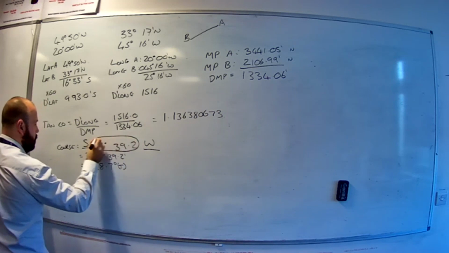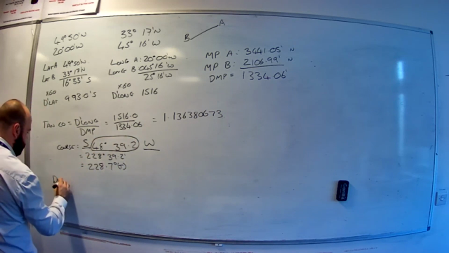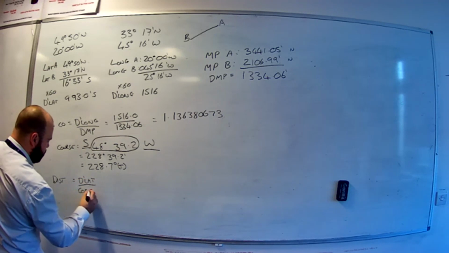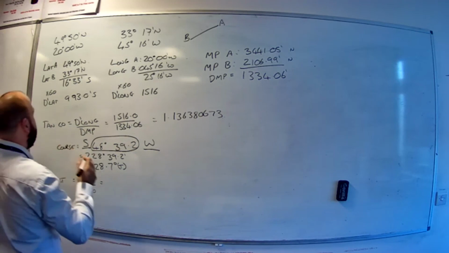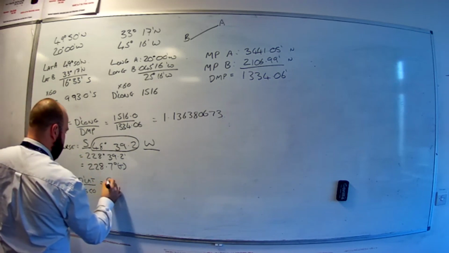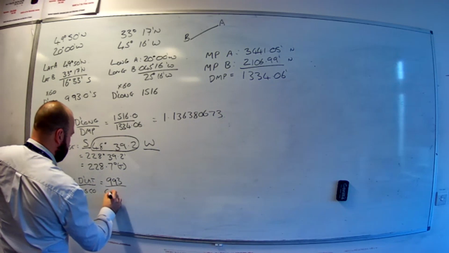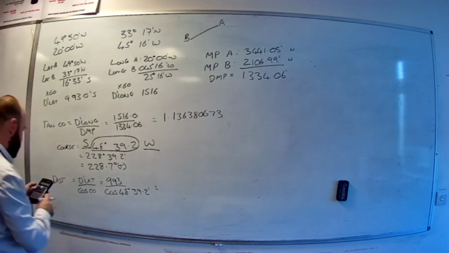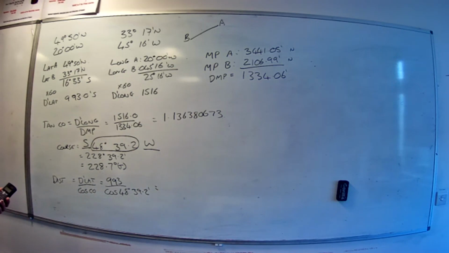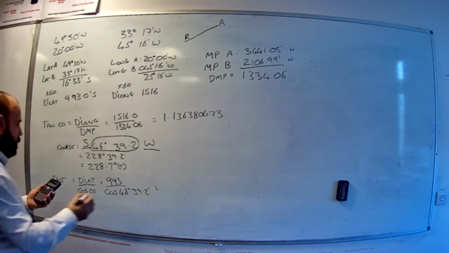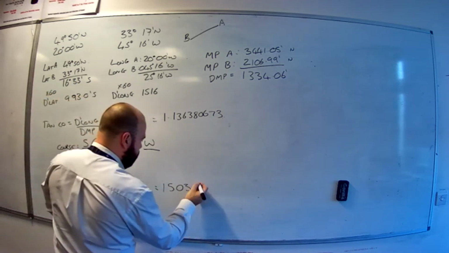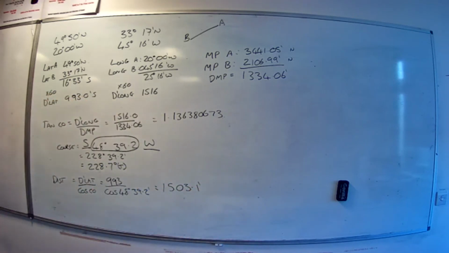Keep the quadrantal value for doing the distance, so distance equals D lat divided by cos course. So your D lat was 993 divided by the cosine of 48 degrees 39.2 equals 1503.14, so we'll call it 1 decimal place for distance.